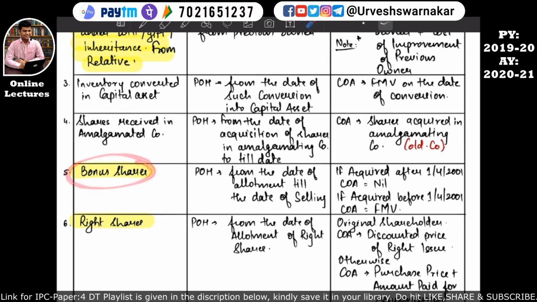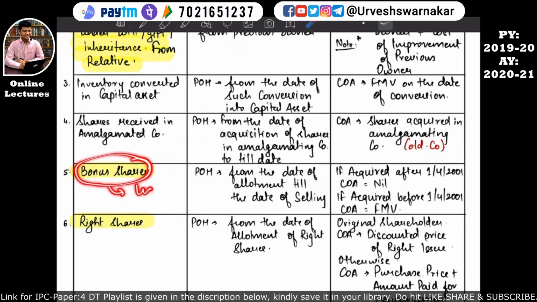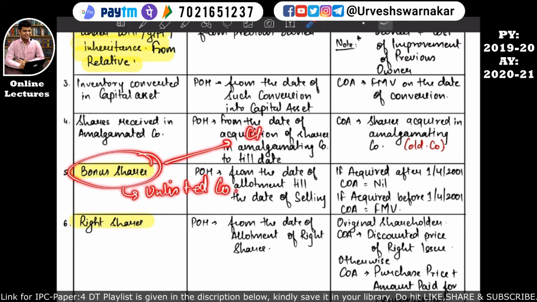If these bonus shares are of a listed company, and they are held for a period of more than 12 months, then this bonus share will become a long term capital asset. I hope this is quite clear. If these bonus shares are of a listed company and are held for less than 12 months, then the bonus share will become a short term capital asset. I hope this is quite clear to you all. Similarly, if the bonus share is of an unlisted company, and this capital asset is held for a period of more than 24 months, then this capital asset will become a long term capital asset.